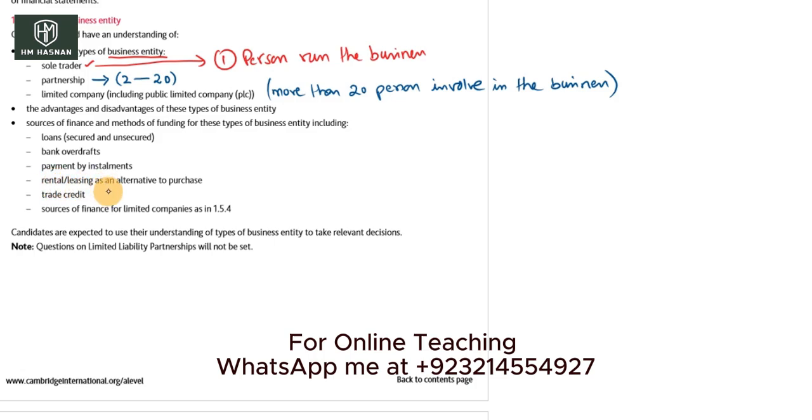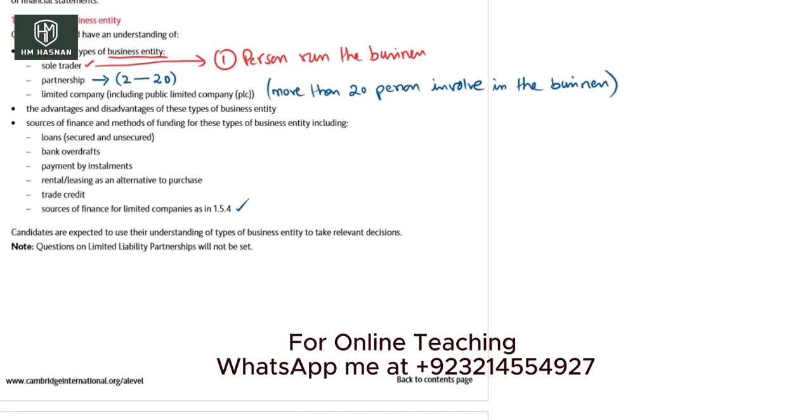Next one is rental leasing as an alternative to purchase. If we don't have enough money to purchase a machine, we can hire a machine on a rental or leasing basis. Leasing means a rent-based agreement where we can hire an asset on rent. Next, trade credit. Trade credit means we can purchase things from our supplier on credit because we are short of finance, and later in future we will pay the money back to the supplier. And the last one is sources of finance for a limited company. We will talk about that in 1.5.4.